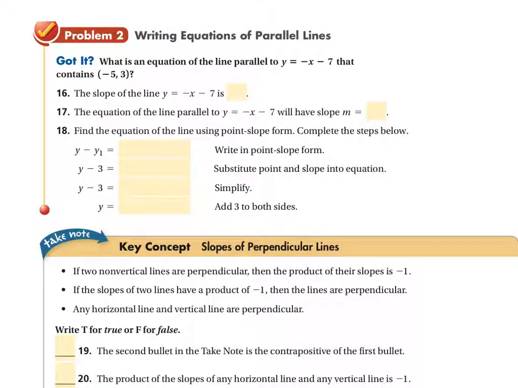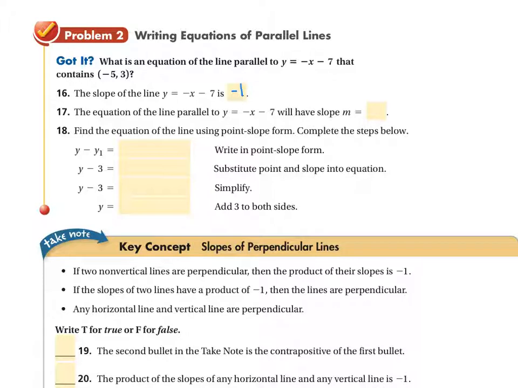All right, problem 2, writing the equations of parallel lines. So what is the equation of the line parallel to the line y equals negative x minus 7 that contains the point negative 5, 3? So the slope of the line y equals negative x minus 7 is negative 1.